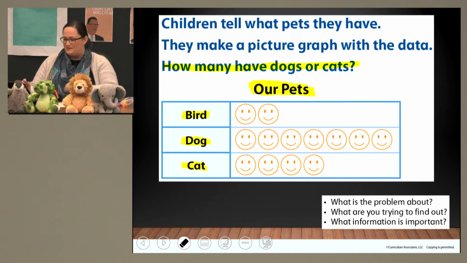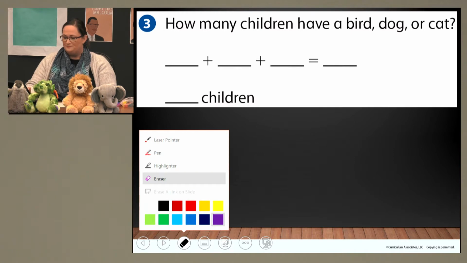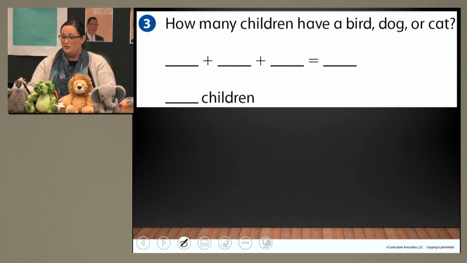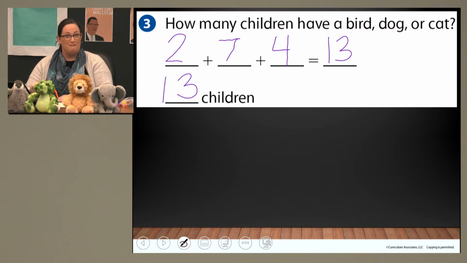There's lots of questions. It says, how many children have a bird, dog, or a cat? That's how many pets altogether. Do you remember how many birds there were? There were 2 birds. How many dogs? 7 dogs. How many cats? 4 cats. Now I remember that 7 plus 4 was 11. So 2 more would be 13. 13 children have a bird, dog, or cat. Awesome.